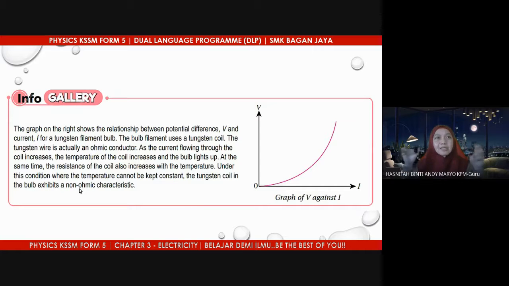But in school, when we conduct the experiment using constantan wire, we try to keep the temperature constant. So that's why it obeys Ohm's law. But for the filament bulb, it cannot be controlled because it must generate heat when you operate the bulb for a longer time. So that's why it acts as a non-ohmic conductor.